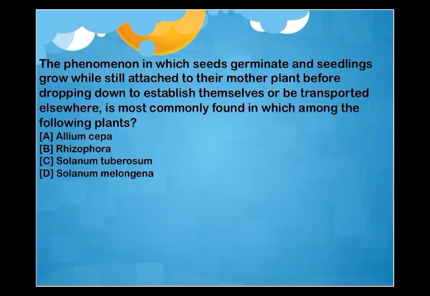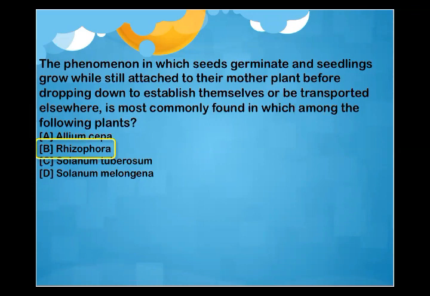The phenomenon in which seeds germinate and seedlings grow while still attached to the mother plant before dropping down to establish themselves or be transported elsewhere is most commonly found in which among the following plants? Which is Rhizophora. Rhizophora is a member of the mangrove ecosystem. It is a mangrove plant. It exhibits the vivipary reproductive system.